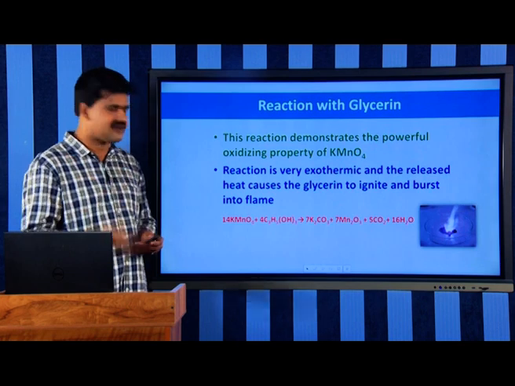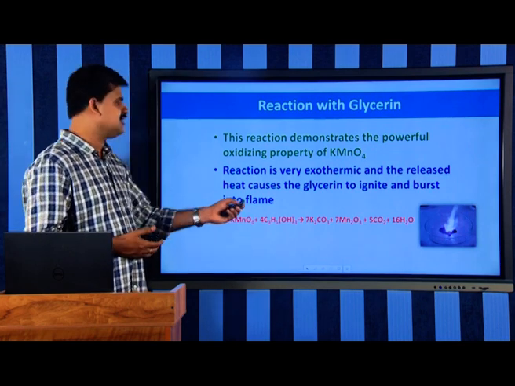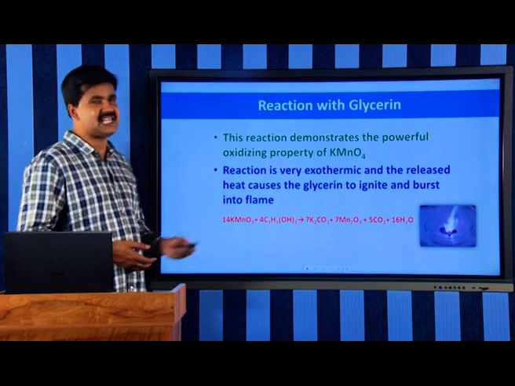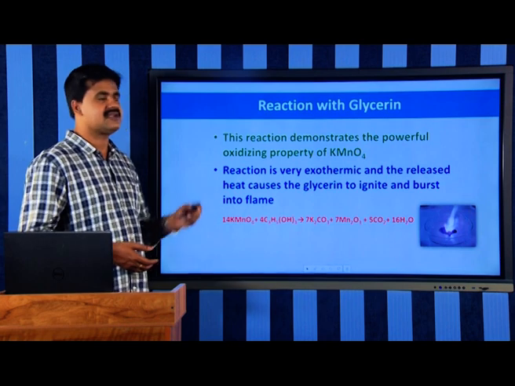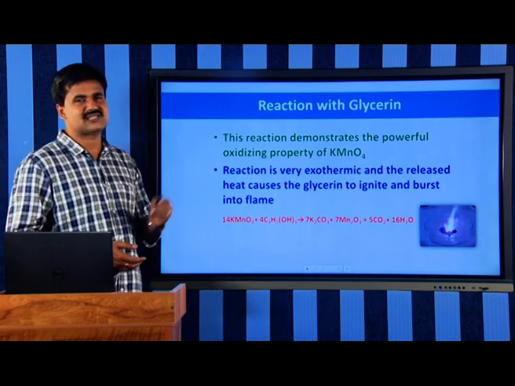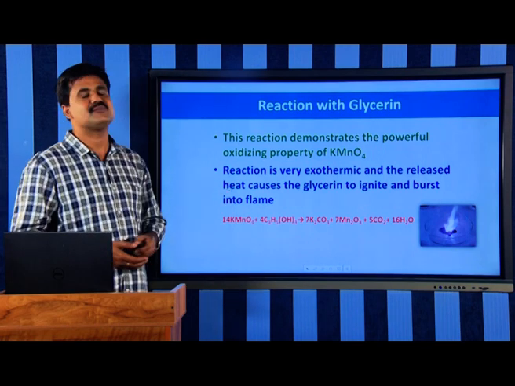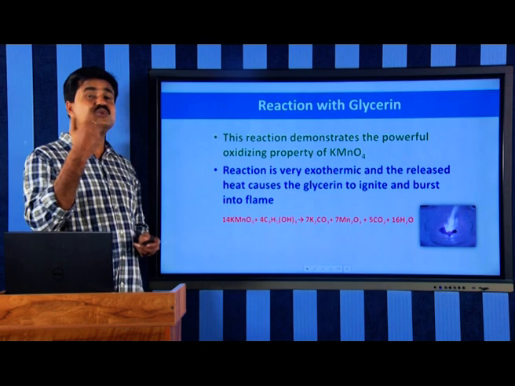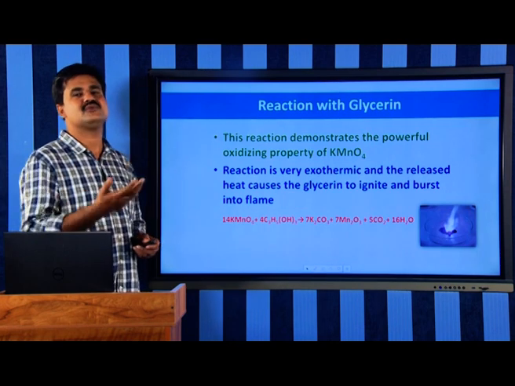burst into a flame. The chemical reaction occurs by the balanced form 14 KMnO4 plus 4 times glycerin gives K2CO3, that is potassium carbonate, 7 times Mn2O3 manganese oxide, carbon dioxide and 16 molecules of water. The huge amount of heat liberated during the reaction leads to fire formation.